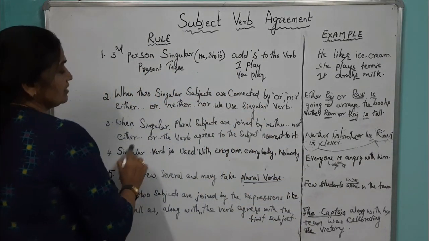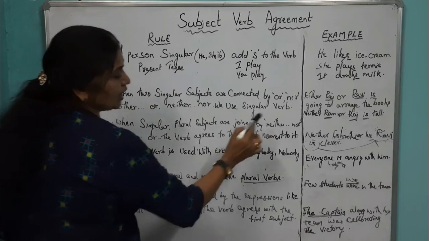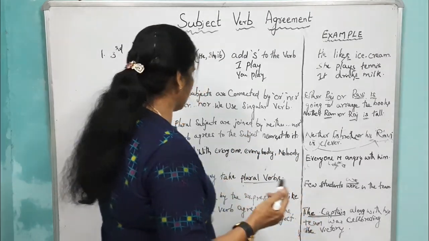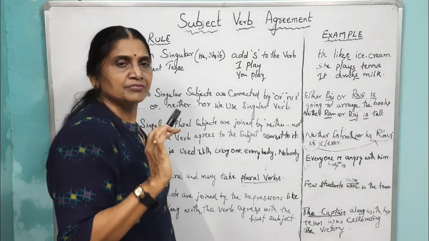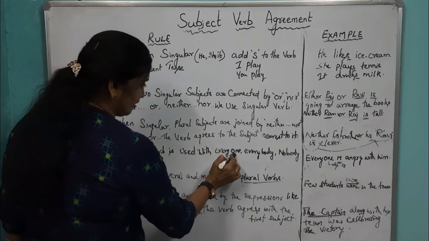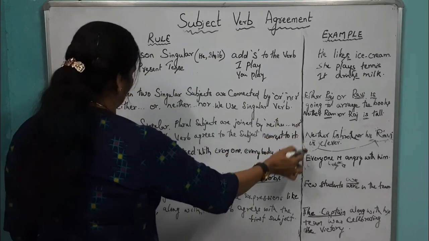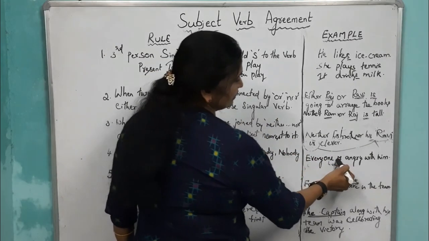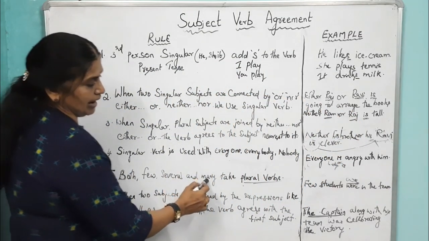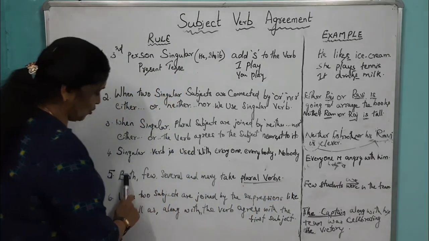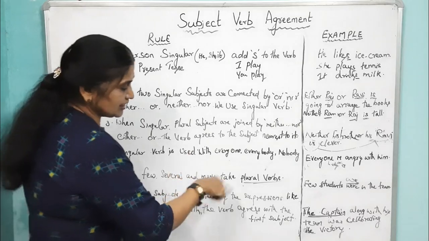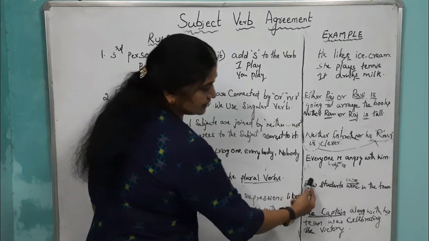Next rule. Singular verb is used with everyone, everybody, nobody. This rule is very simple. Everyone is angry with him. Nobody is angry with him. Okay, like that. So if you have everyone, everybody, nobody, you have to use a singular verb. Okay, next one. Both, few, several and many take plural verbs. So both, that means two. Few, some of them, several of them, all these are plural. So naturally they take the plural verb.